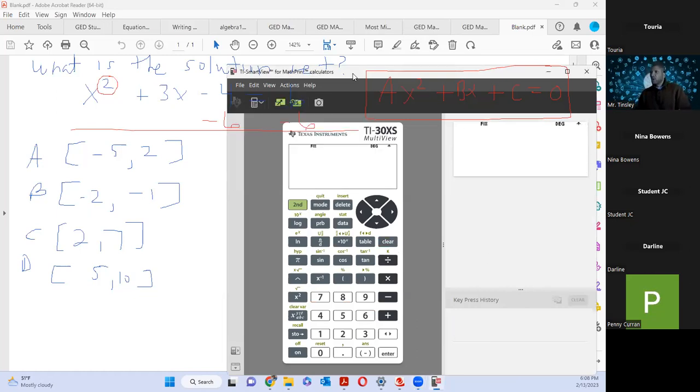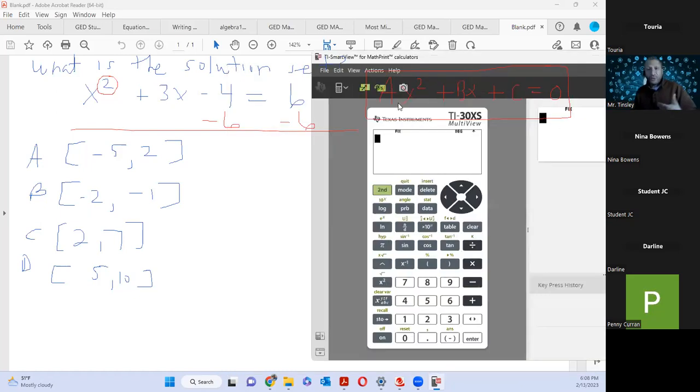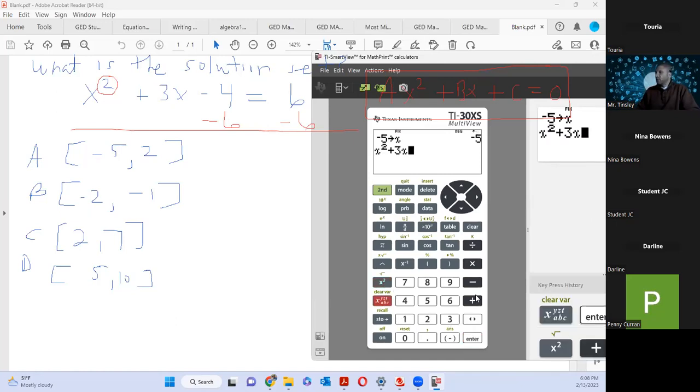I know what the quadratic equation is. If you're using a calculator, you don't have to change it to standard form. Watch this. They're giving you the answers: either minus 5 or 2. So I'm going to do minus 5, store x. I'm going to plug in my quadratic equation: x squared plus 3x minus 4. If this is a solution, what value should I get when I press enter?